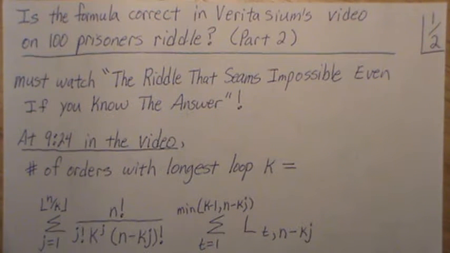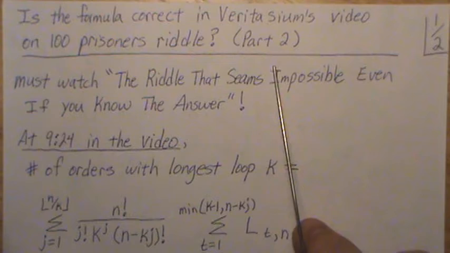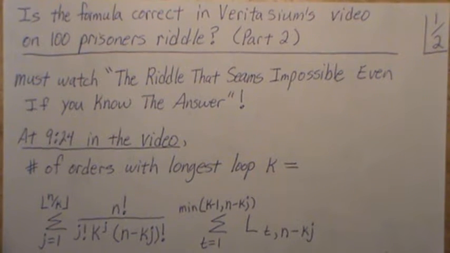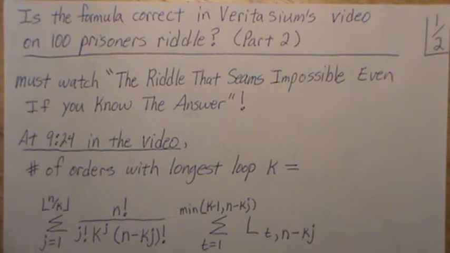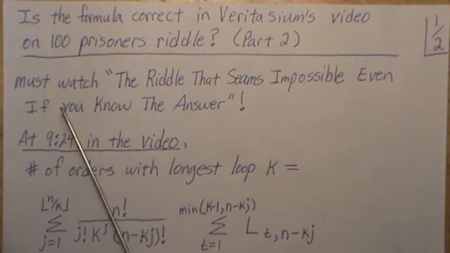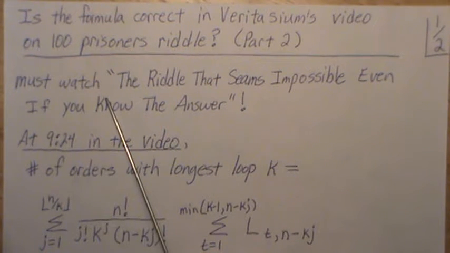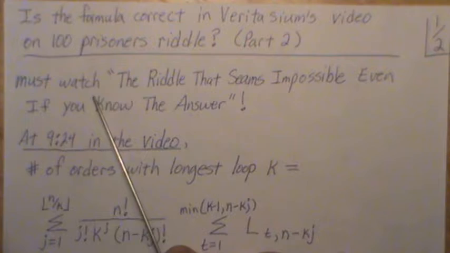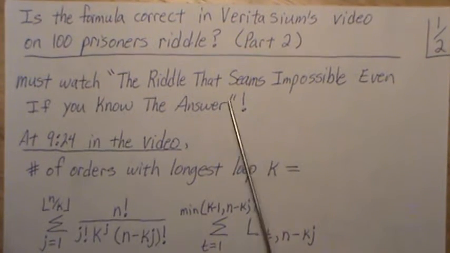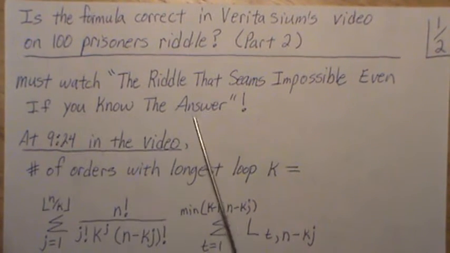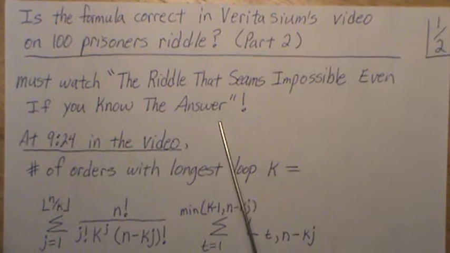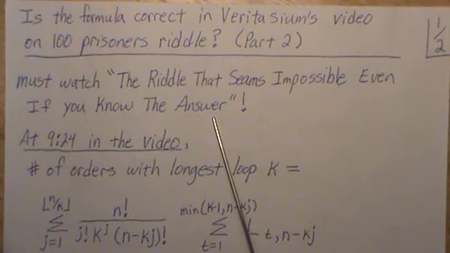Hello, in this video we're going to see if the formula is correct in Veritasium's video on the 100 prisoner riddle. And this is part 2. I had a part 1, where we went through some ways to calculate the different loop sizes. And here I'm going to refer you to Veritasium's video. It's a must watch, the riddle that seems impossible, even if you know the answer. It's an amazing video, and the solution to it has intrigued me so much.